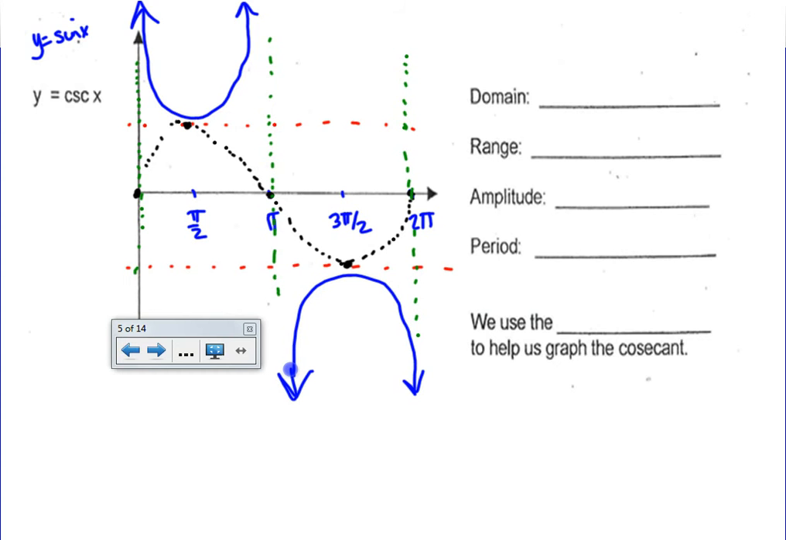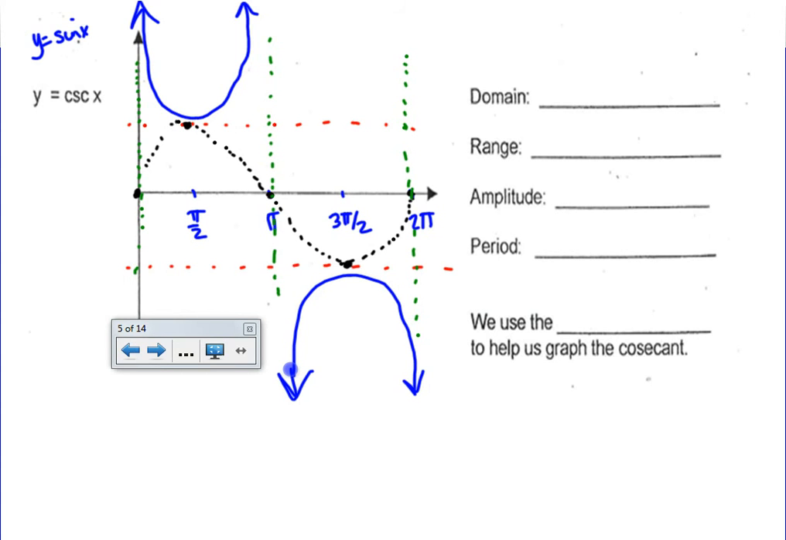Is it undefined? Well, there are undefined portions, right? Because of the asymptotes. Can you tell me one place where my domain is undefined for this graph? 0. 0 is a problem. Where else is a problem? Pi. Where else? 2 pi. Where do you think the next problem is? 3 pi. And 4 pi, and 5 pi, and 6 pi.